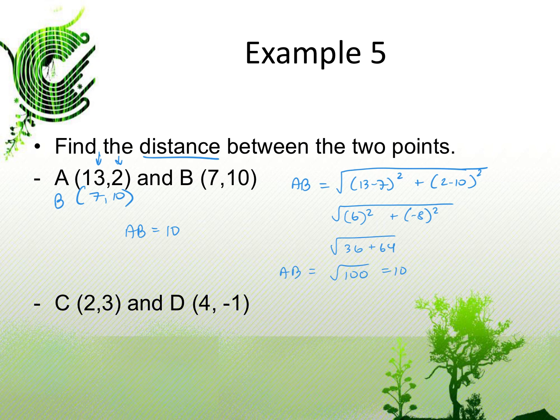Okay? When I go to CD, same thing. So C, I'm going to put D underneath it, 4, negative 1 like that. And then I'm going to find the length of CD. So it's going to be the square root of the difference of my x's, 2 minus 4 squared, plus the difference of my y's, 3 minus negative 1 squared. So when I do my math here, this is going to be negative 2 squared plus 4 squared. So this is going to be 4 plus 16, or the square root of 20.